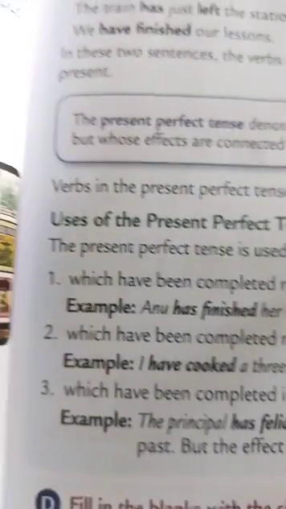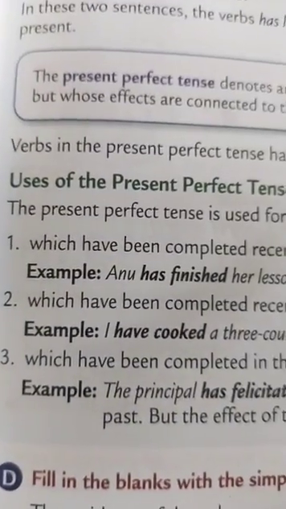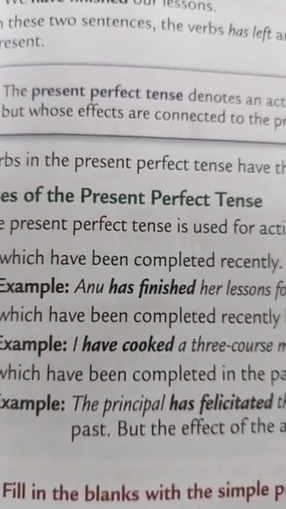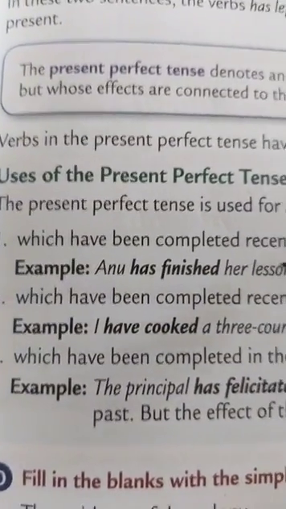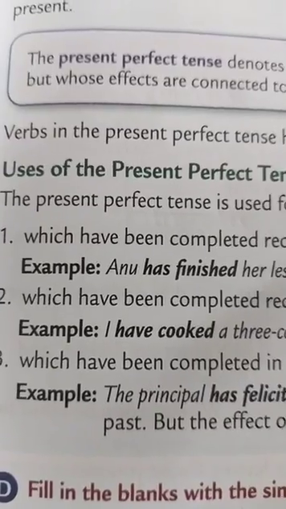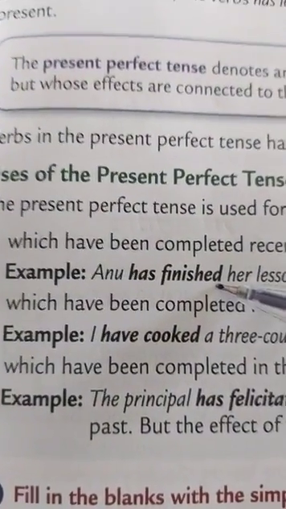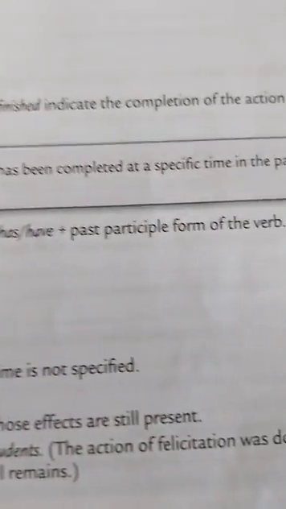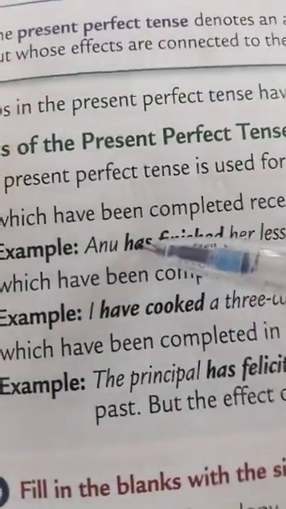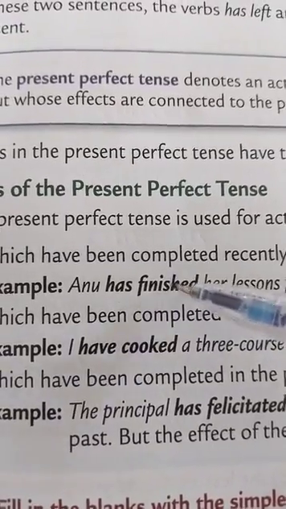Now, uses of present perfect tense. How do we use present perfect tense? We use present perfect tense to denote actions which have been completed recently. Example, Anu has finished her lessons for the day. We have used has finished. In present perfect tense we use has or have plus the past participle form of the verb. So that's why we have used has here, because our subject is singular. Then we have used the past participle form of the verb, finished.